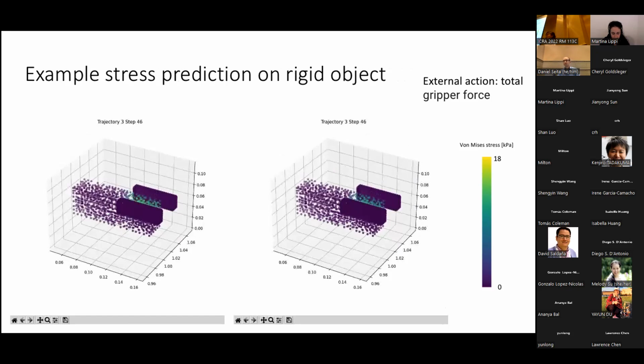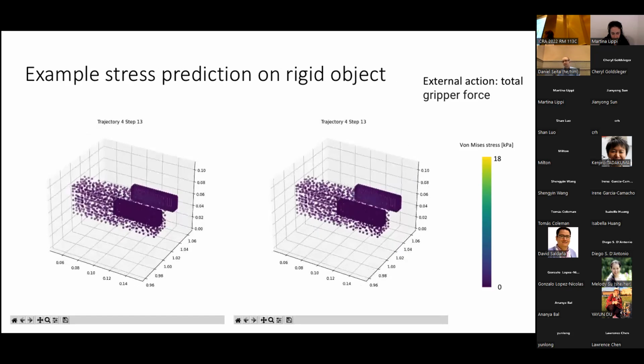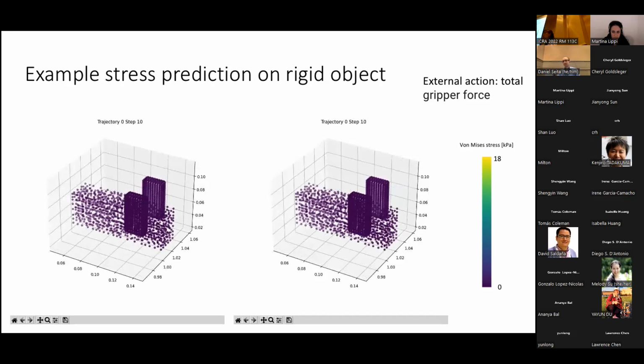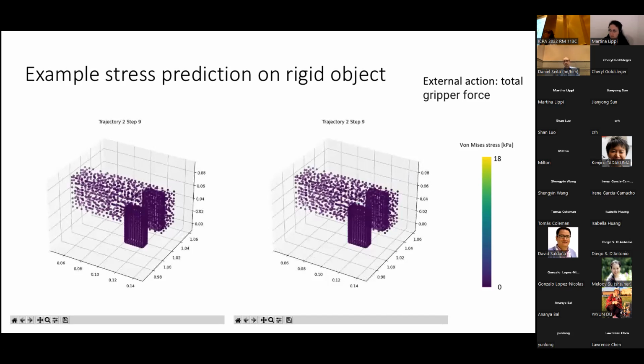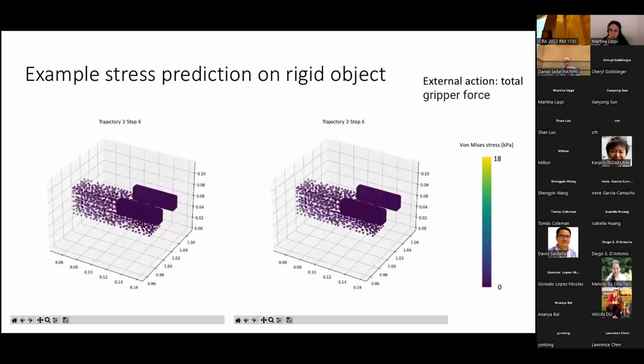That is, you would like to tell a robot to squeeze an object until a certain ideal total force is achieved, at which point you can feel free to start picking up the object. So we also changed the network architecture to allow the external action to be the total gripper force instead of, let's say, change in gripper position. And as you can see, the resulting predictions for stress imparted on the object are very similar to the ground truth after training.